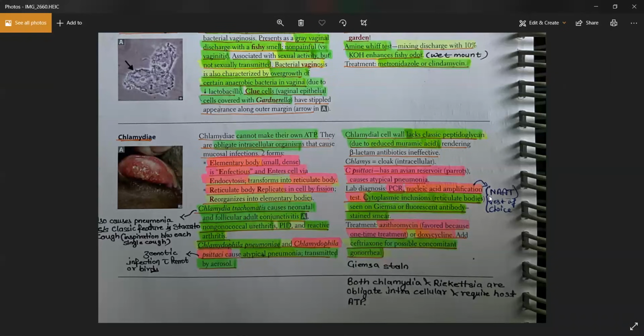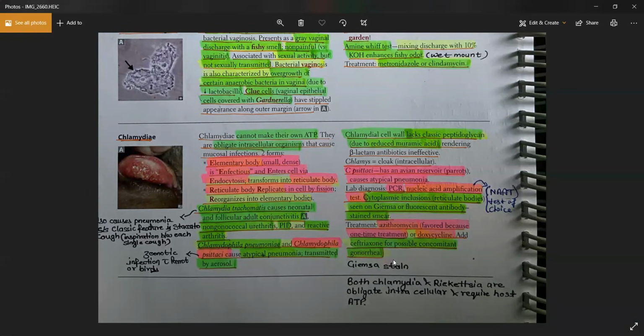Remember where we have used this test before? The bacteria Neisseria gonorrhoeae. Exactly. And I've told you that gonorrhea and chlamydia generally cause co-infection. So during the treatment of either chlamydia or gonorrhea, you need to give treatment for both. You need to give the patient azithromycin, doxycycline, as well as ceftriaxone for a possible concomitant gonorrhea.